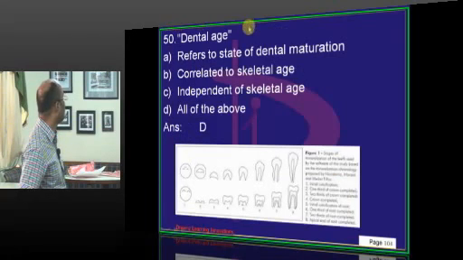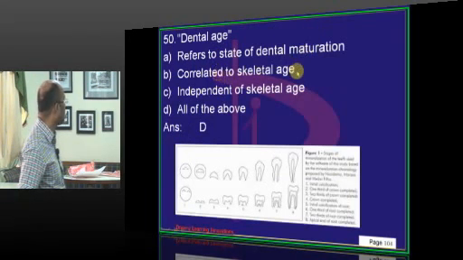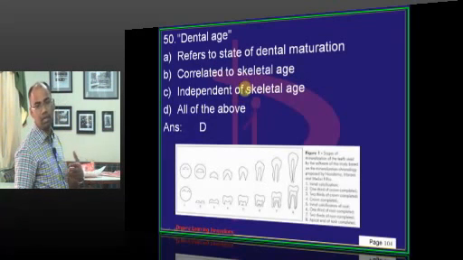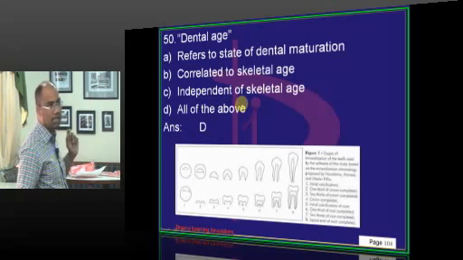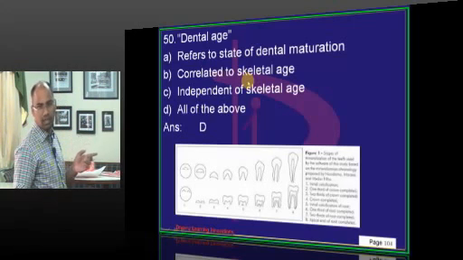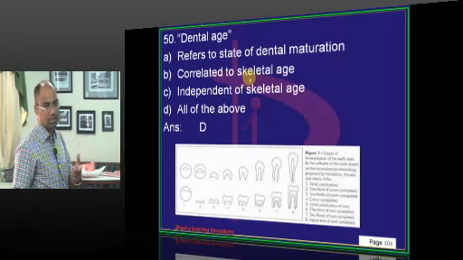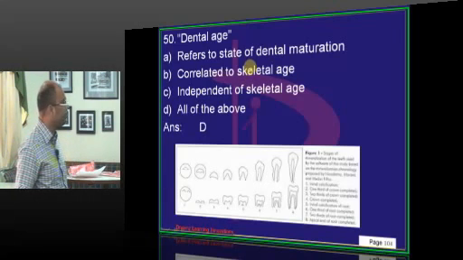Dental age, again same thing. Refers to state of dental maturation, yes. Correlated to skeletal age, yes. Independent, yes, we can correlate, and at the same time it is totally not dependent on skeletal age. So as I told you earlier, neither chronological age nor skeletal age nor dental age are independent of each other. They can be correlated and they are independent of each other.